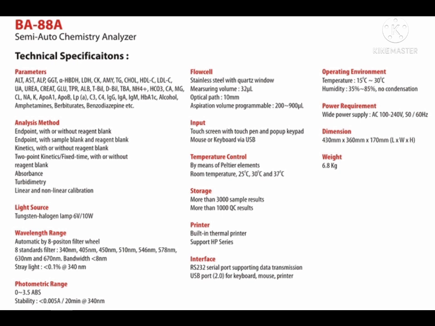Current source. Wavelength range: automatic by 8 position filter wheel, 8 standard filters. Photometric range 0 to 3.5. Absorbance stability, you can see in the catalog, less than 0.05 A per minute at 340 nanometer filter. Flow cell: stainless steel with quartz window, measuring volume 32 microliter, flow cell volume 32 microliter, optical path 10 mm, aspiration volume programmable 200 to 900 microliter.